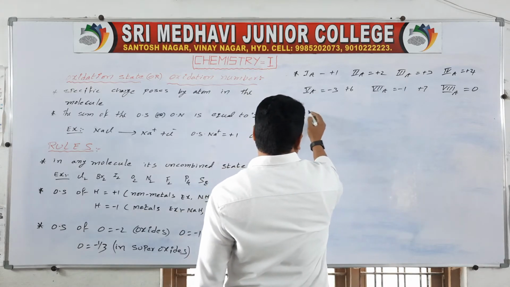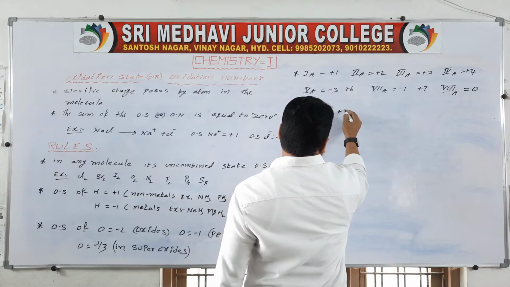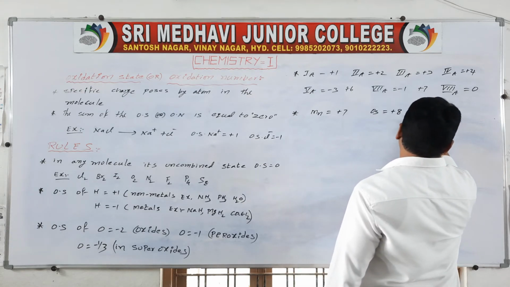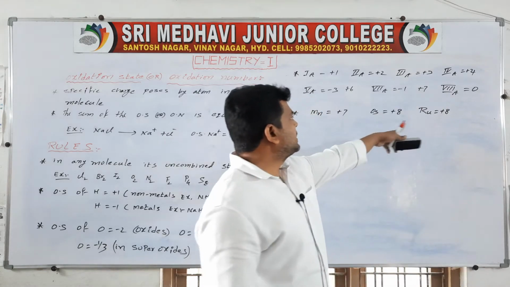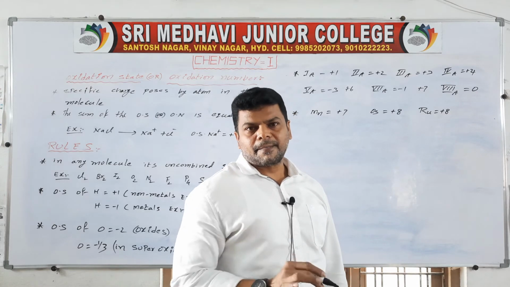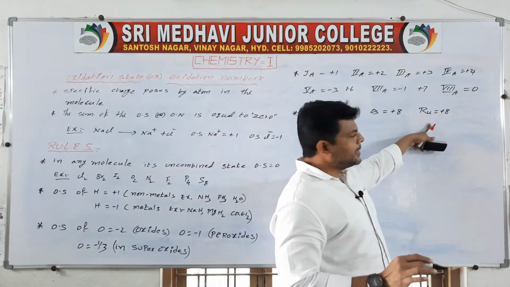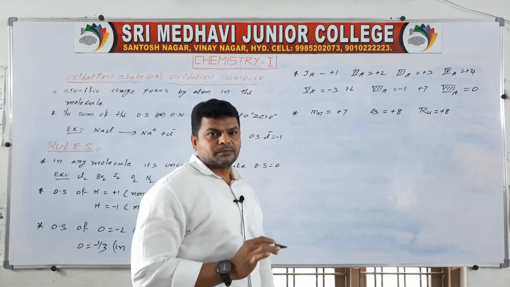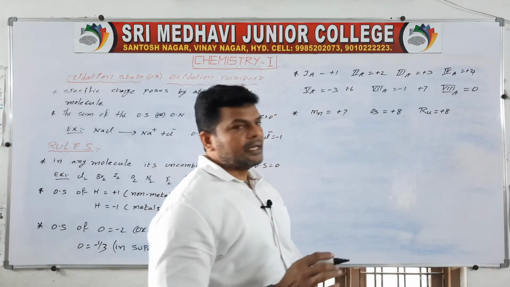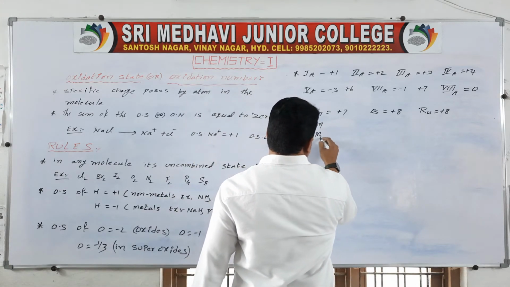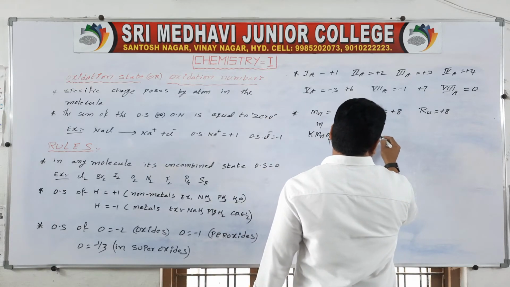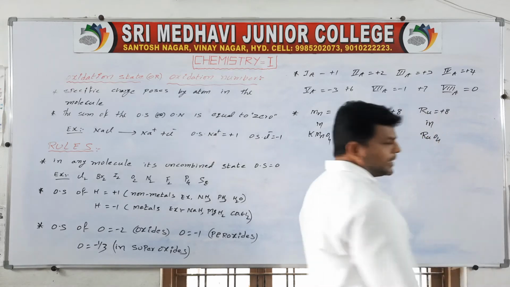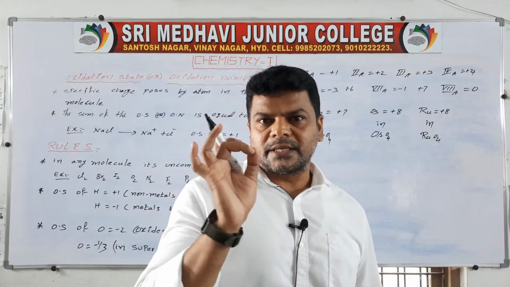One more: manganese shows +7 oxidation state in the d block, and osmium shows +8 oxidation state, and ruthenium shows +8 oxidation state. It is the maximum oxidation state in the periodic table. So in the 3d series, manganese shows +7 oxidation state, that is the maximum, in KMnO4. In OsO4, osmium tetroxide, and in RuO4, ruthenium tetroxide, the maximum oxidation state is +8.